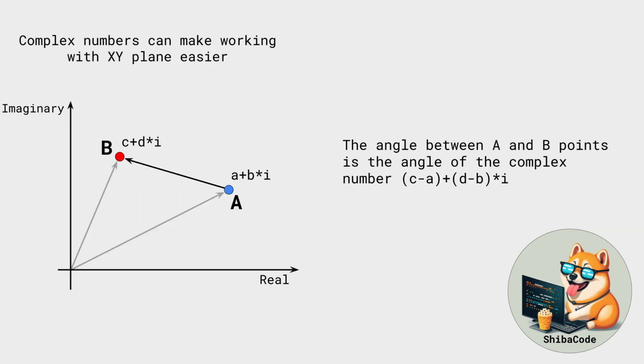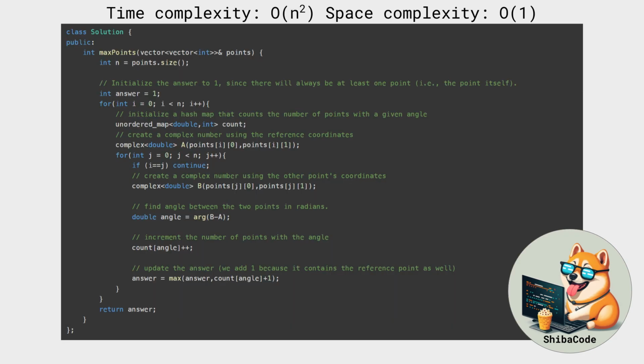In this particular problem, finding the angle between 2 points can be achieved by finding the angle of the complex number resulting from the subtraction of 2 complex numbers representing those points. Let's take a look at a C++ implementation.